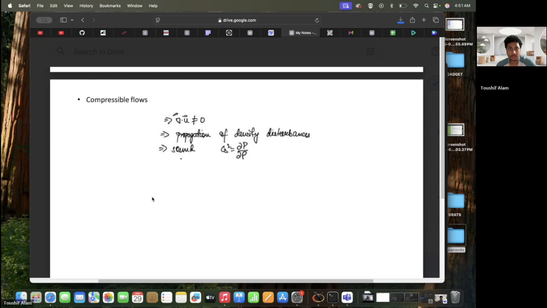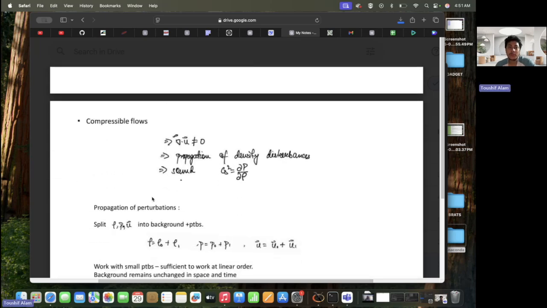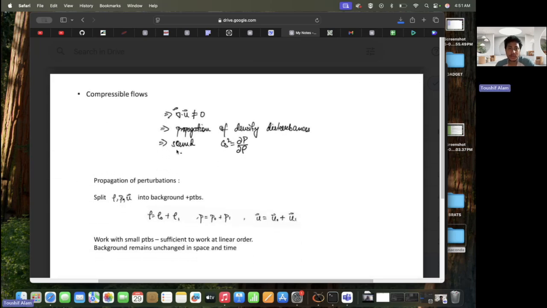Sound speed: Cs squared is equal to del P by del rho. For compressible flow, del dot u is not equal to 0. So this is the propagation of density disturbances. Sound speed Cs squared is equal to del P by del rho.